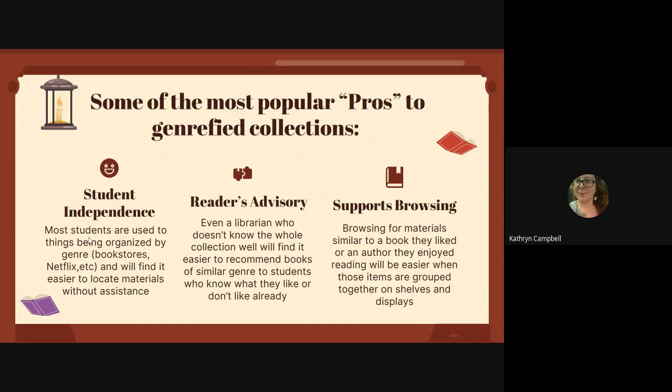If a child comes into the library looking for a book, but they already know what they like or don't like to read, it's a lot easier to point them in the right section or direction if everything is grouped together by genre. Grouping by genre also supports browsing. Browsing for materials similar to something they liked or an author they enjoyed becomes a lot easier when those items are grouped together on shelves and on displays.